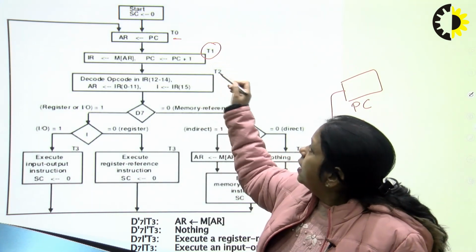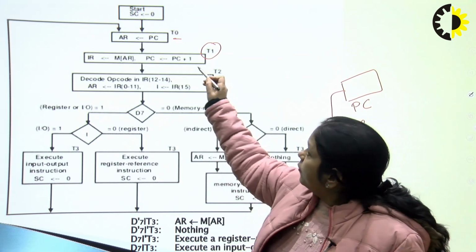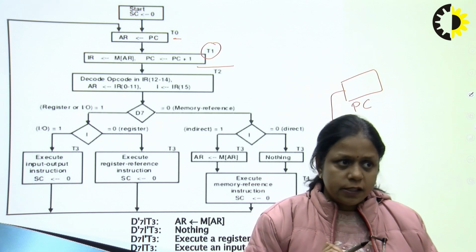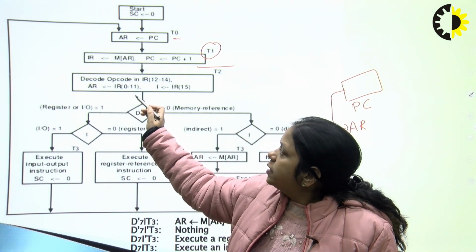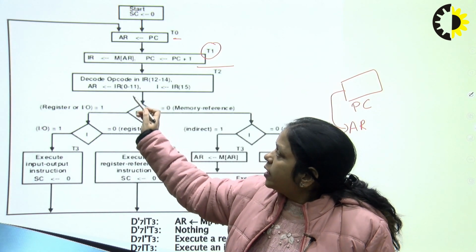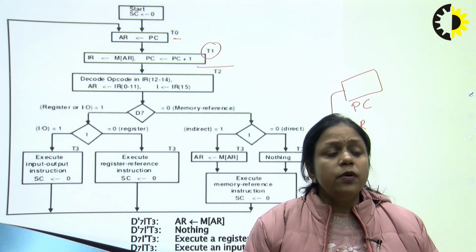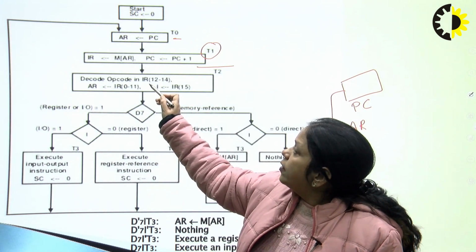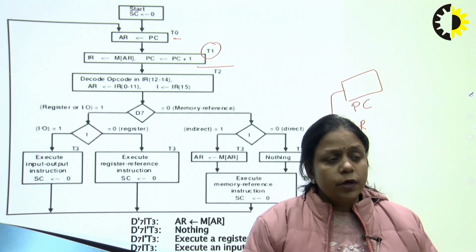Now, the next timing signal is T2. Up to T1 we have completed the fetch phase, and in the T2 phase what will happen? Instruction register address bits 0 to 11 are transferred to the address register. What does it mean? Now, we are going to decode the opcode. Bits 12 to 14 form the opcode, and it will be decoded by the decoder.